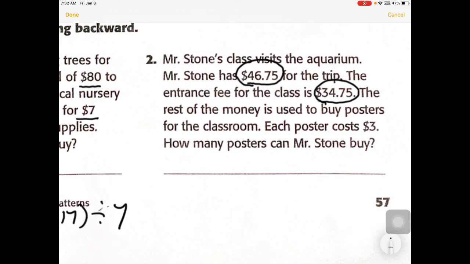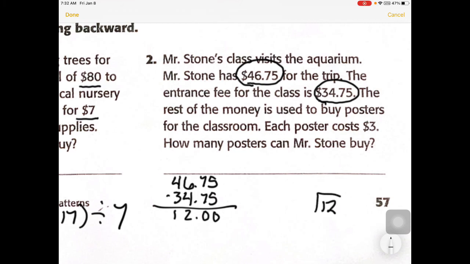So here is the total amount that he has, $46.75. Then to get into the aquarium, it costs $34.75, which is actually pretty cheap for a whole class. Okay, let's subtract. 5 minus 5 is 0, 7 minus 7 is 0, 6 minus 4 is 2, and 4 minus 3 is 1. So he has $12 left. And we can quickly do a division problem where we do 12 divided by 3 means he can buy 4 posters. So he can buy 4 posters.